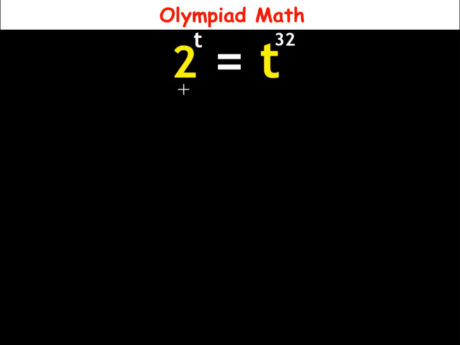Everyone. In this video, let us solve this equation. So we have 2 raised to power t is equal to t raised to power 32. And here, we have to solve for all the possible values of t that will satisfy this given equation. So t is equal to question mark.